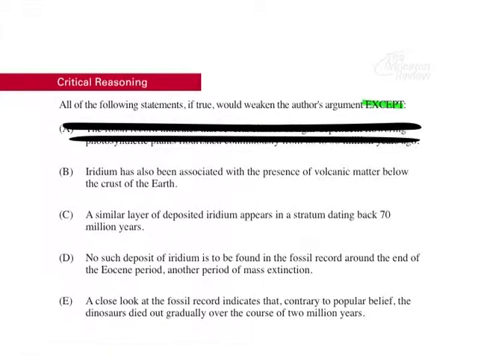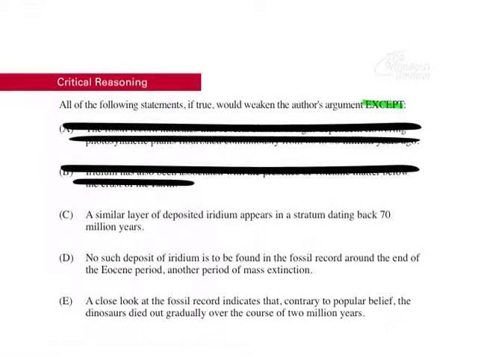Eliminate A. B. Iridium has also been associated with the presence of volcanic matter below the crust of the Earth. If iridium is also associated with volcanoes, then there's nothing special about meteorites, and thus we have no reason to believe that just because there is this iridium layer, there must have been a meteorite. There goes the proof for Dr. Alvarez's theory. Because B weakens the argument, eliminate it.